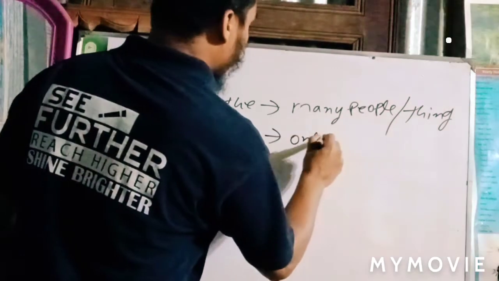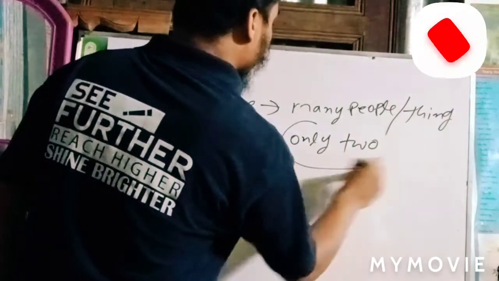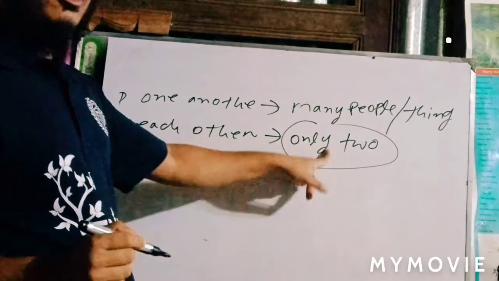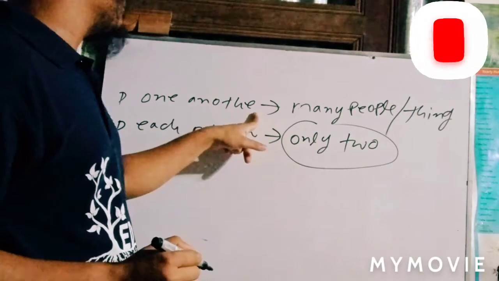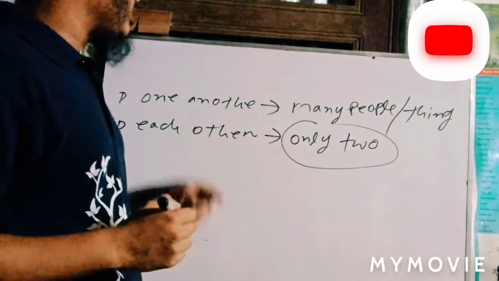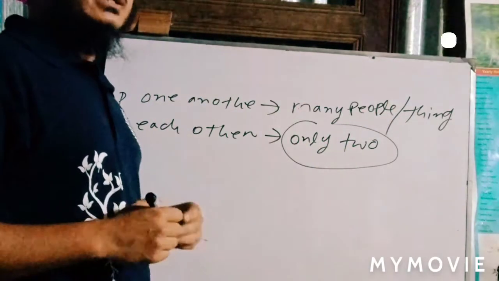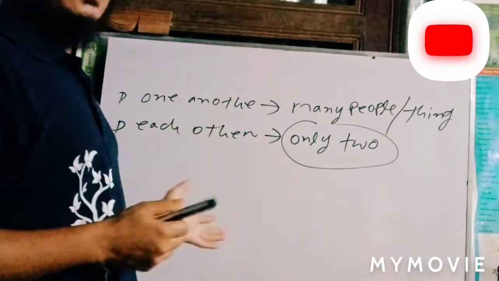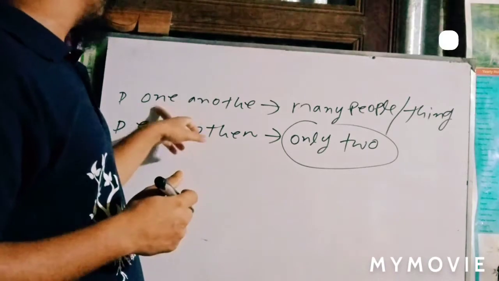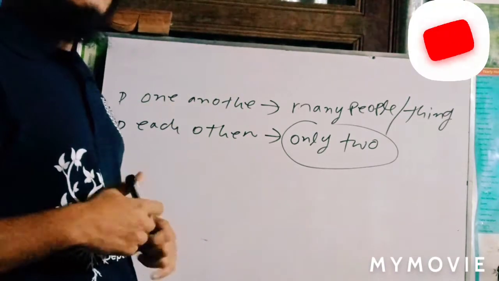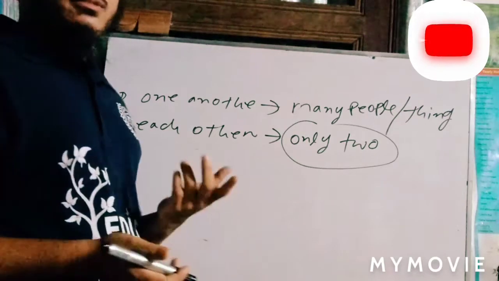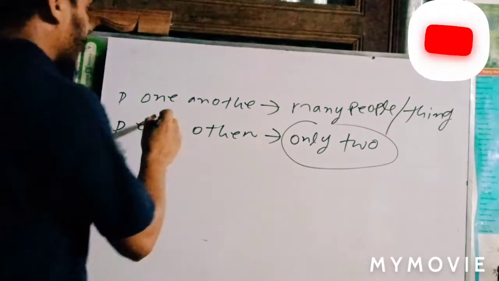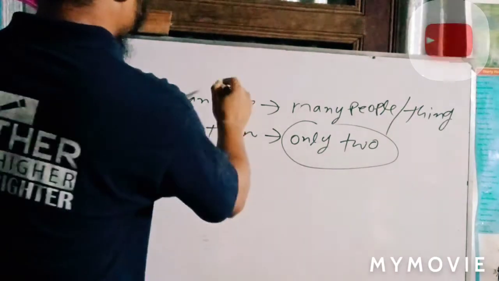Then each other will be limited to only two. Each other should be limited to two, and one another should stand for many people or many things. So if there is a subject of many people, a large number standing in the position of subject, there should be one another. So I can write two sentences. Then what is the main difference? You can understand the main difference. Okay, one another, so I can make a sentence with one another.